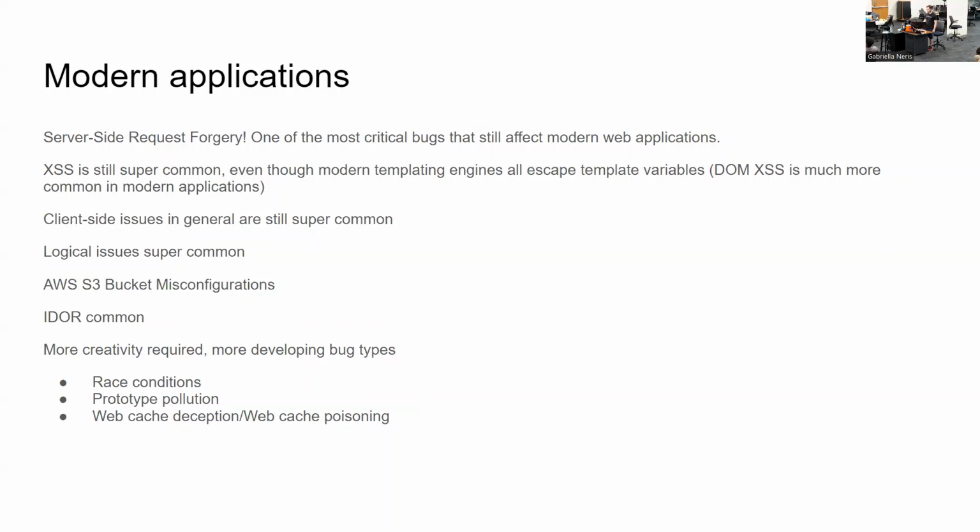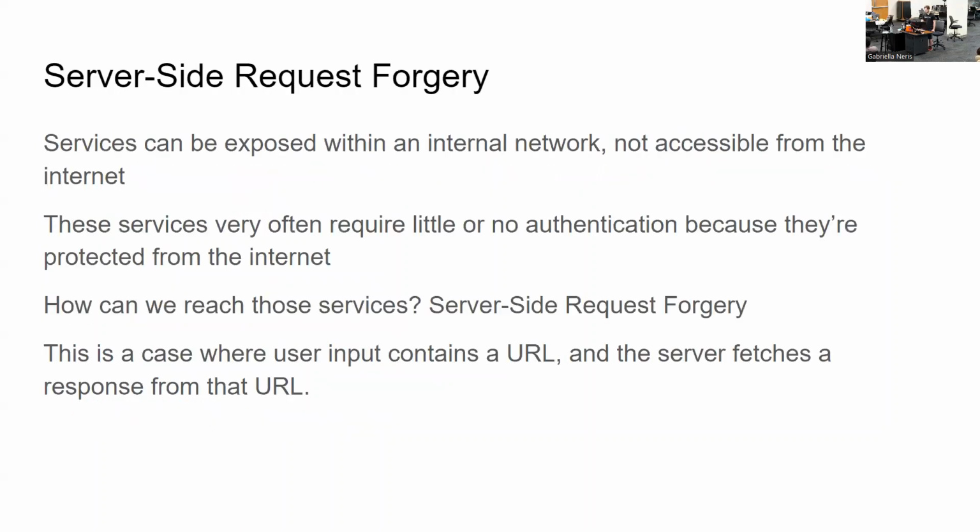But for modern applications, you usually have to get a little more creative and explore new or unexplored vulnerability types, such as race conditions, prototype pollution, or web cache deception or web cache poisoning. So, server-side request forgery. This is when a server fetches a URL that you provide, from the server itself. It's not happening in the browser.